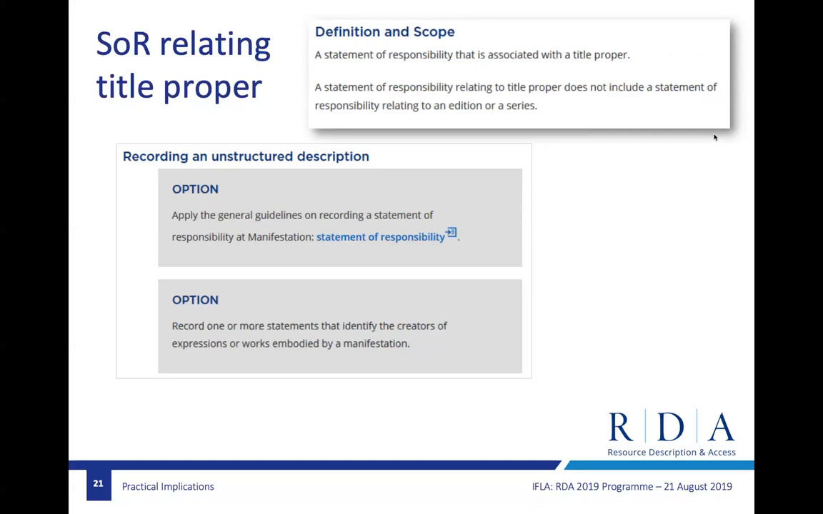SOR, I apologize for the abbreviation, it's Statement of Responsibility, relating to the title proper. The definition and scope here, a statement of responsibility that is associated with the title proper. That's pretty straightforward. A statement of responsibility relating to the title proper does not include a statement of responsibility relating to an edition or a series. That's because there are separate elements for each of those. So this only has to do with a statement of responsibility relating to the title proper.